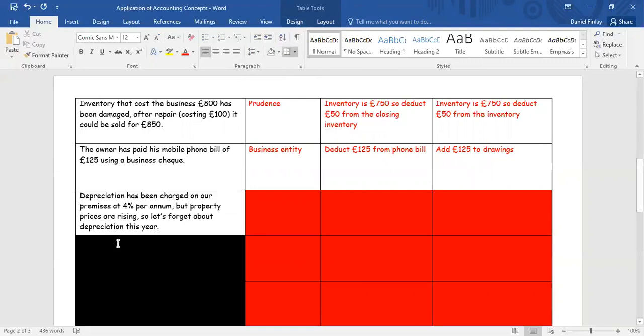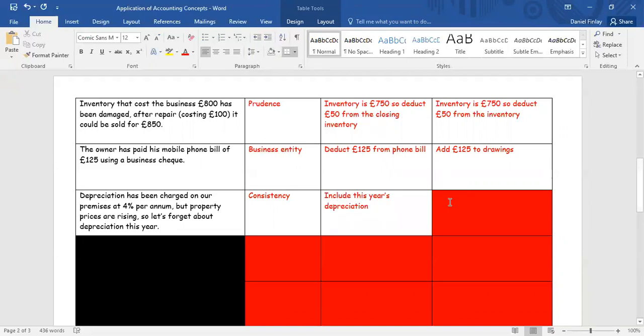Okay, next one. Depreciation has been charged on our premises at 4% per annum, but property prices are rising, so let's forget about depreciation this year. So again, this is consistency. Even though the property prices are rising, we still need to keep being consistent with depreciation. What we could do is revalue the property at some point, and that would change the cost value. But until then, we need to carry on with the depreciation. So on the income statement, we'd have this year's depreciation, and on the soft we'd add that on to the provision for depreciation, which would reduce the net book value.